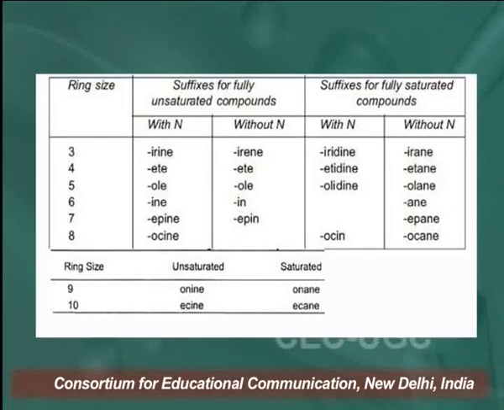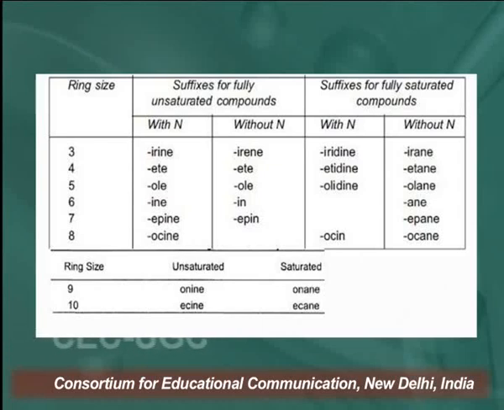So, learners, here if nitrogen is present or absent, whether the ring is saturated or unsaturated. Please see here. I will discuss one by one in detail before mentioning the naming over here. So, if the ring size is 3, for 3 we will give the suffix ir, I-R. So, irine if the nitrogen is present and the ring is unsaturated, and without nitrogen irene. In both cases there is unsaturation.